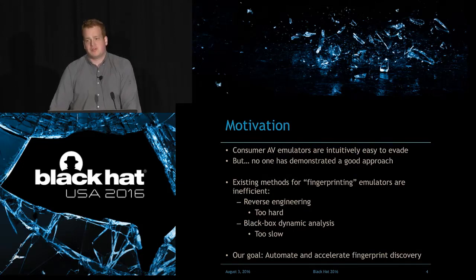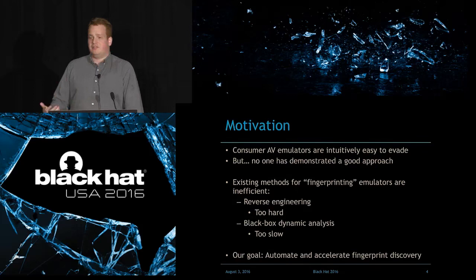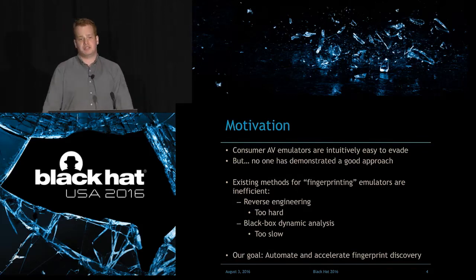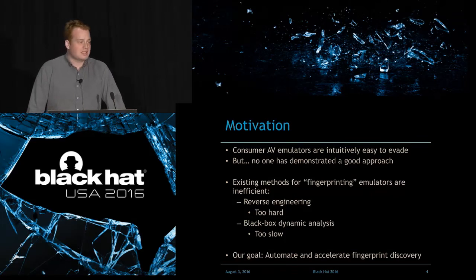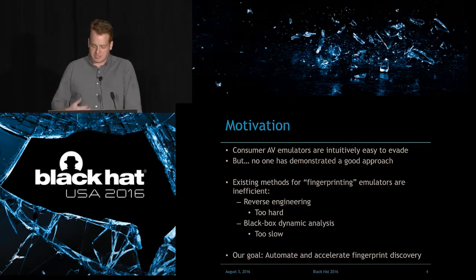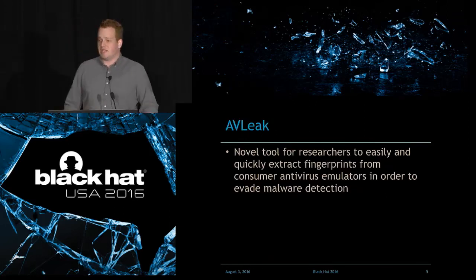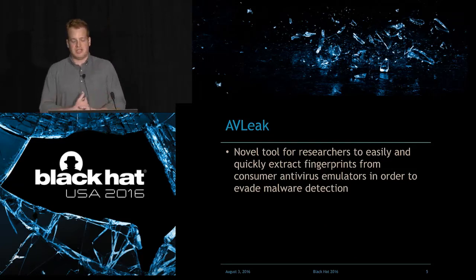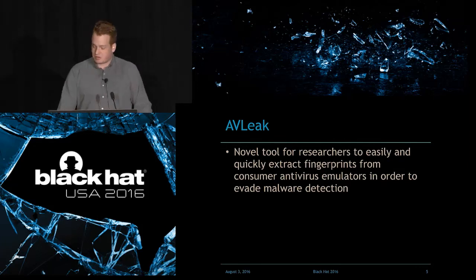Prior approaches for finding fingerprints, these ways of detecting these systems, are really inefficient. Either you have reverse engineering, which is just way too hard, incredibly difficult, or black box dynamic analysis, which I'm going to talk about in a minute, and that's just very slow and unwieldy. So our goal is to accelerate and automate this process. What we built is AVLeak, a novel tool that allows researchers to easily and quickly extract these artifacts and these fingerprints from consumer AV emulators in order to create evasive malware.